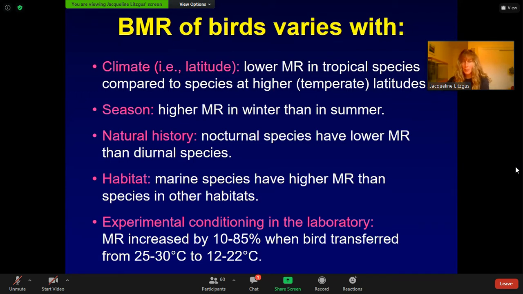And then there's also laboratory conditioning. In the lab, you can measure metabolic rate by using respirometers. Metabolic rate increased from 10 up to 85% when you transfer a bird from a warm temperature to a cold temperature. This goes to what we've talked about before about acclimation, acclimatization. When you take an animal from a warm, happy temperature, 25 to 30 degrees Celsius, and transfer it directly to a colder temperature, there's a fire up of its metabolic rate. So in general, what these generalizations show is that cooler conditions seem to result in higher metabolic rates in birds. Not always, but there seems to be that pattern happening here.